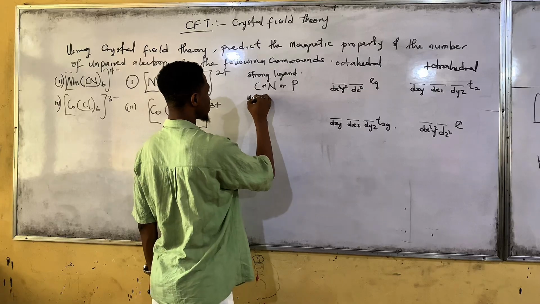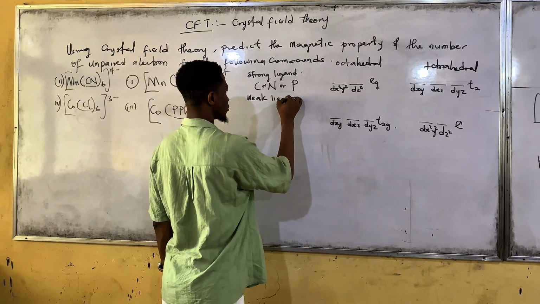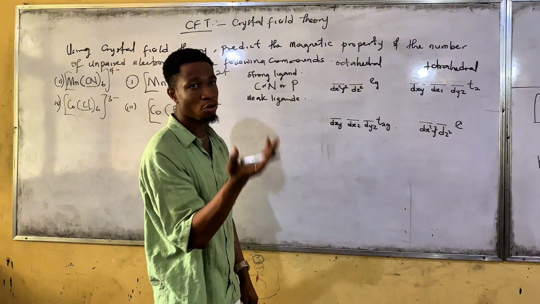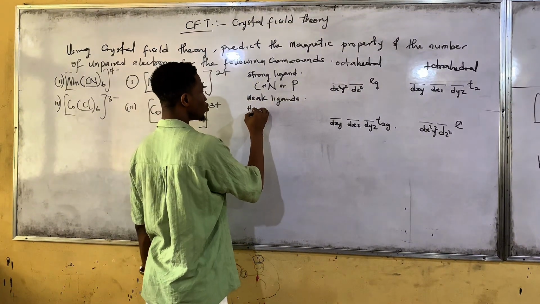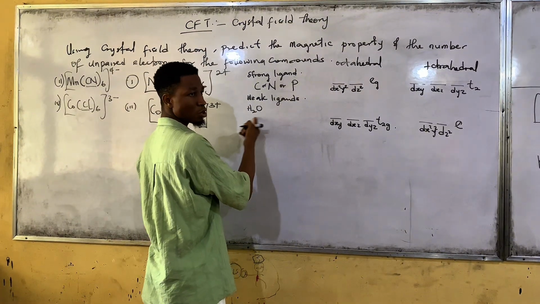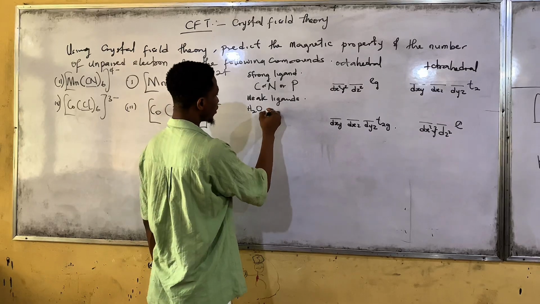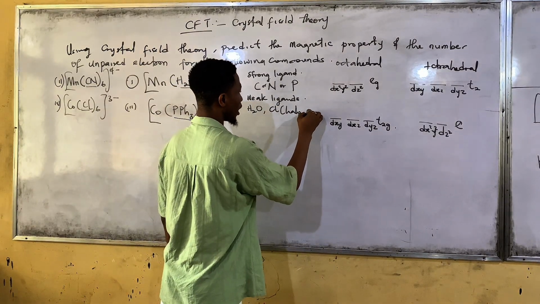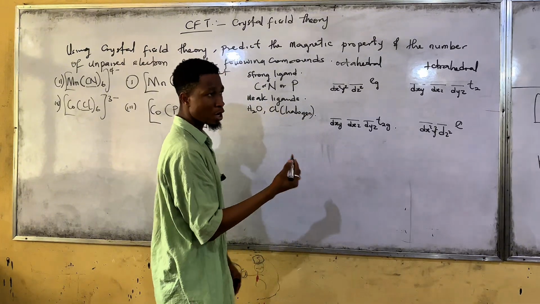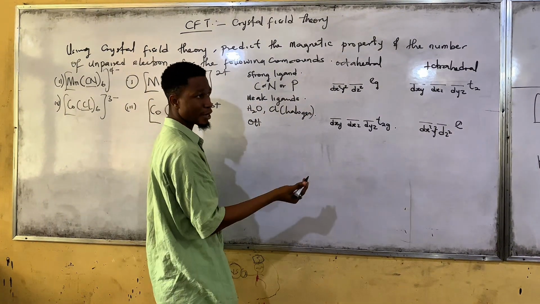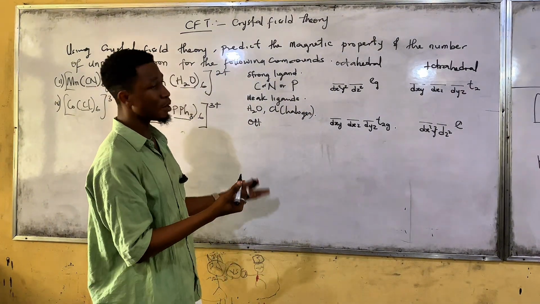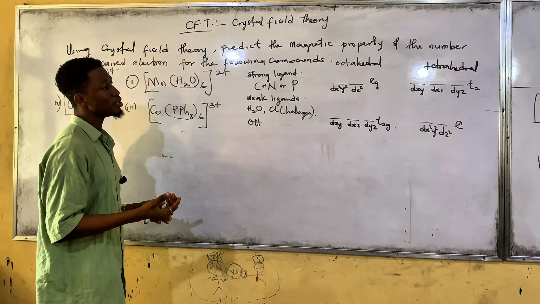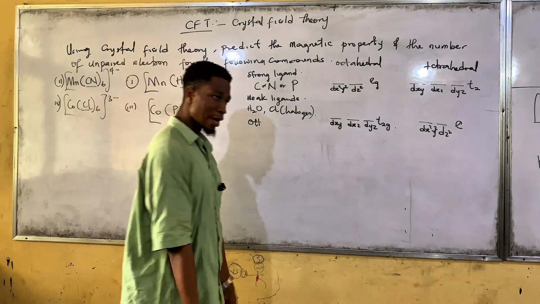While weak ligands are ligands that do not have carbon, nitrogen, or phosphorus. For example, H2O is a weak ligand. There's no carbon or nitrogen or phosphorus there. Chlorine is a weak ligand. Basically, all halogens are weak ligands. OH is a weak ligand. So anything that does not have carbon, nitrogen, or phosphorus as the donor atom is a weak ligand.